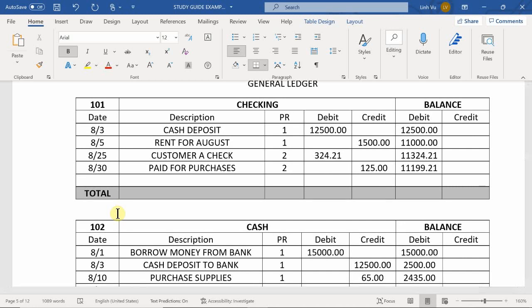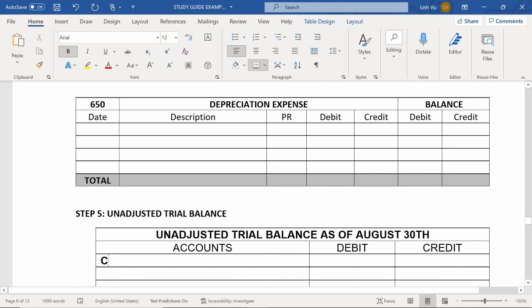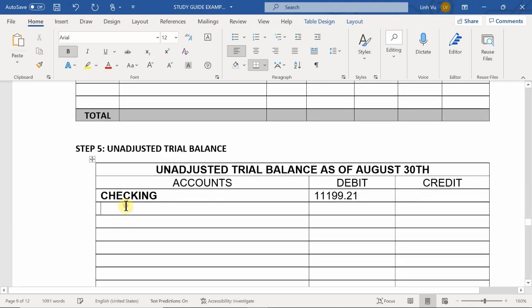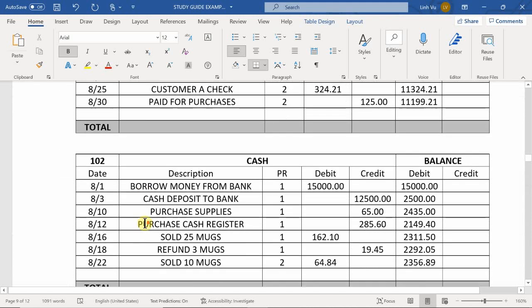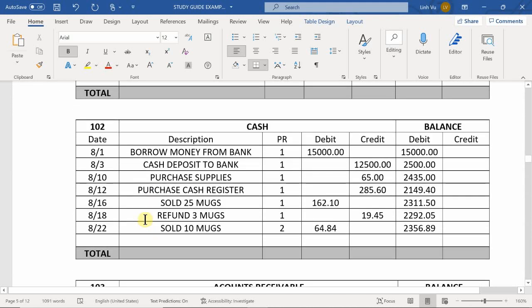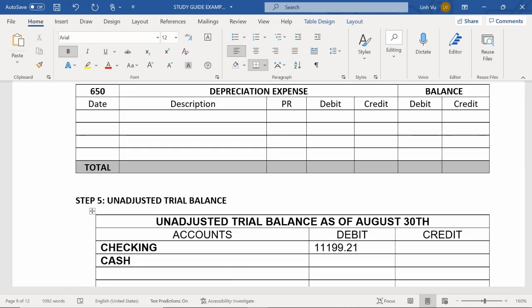For 11,199.1 cents. Okay, so we have checking for 111.99. All right. After that, we have the cash. Okay, cash for how much? 2,356 and 89 cents. So we have cash for 2,356.89, okay?